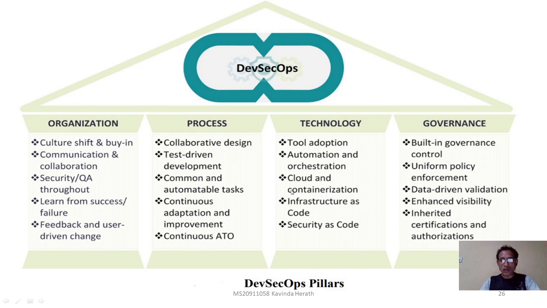And the technology part is separate. Not only that, there is the process part, organization, governance, everything. It is actually an amalgamation of each and every segment together to run the DevSecOps system.